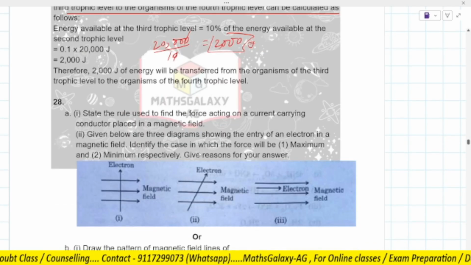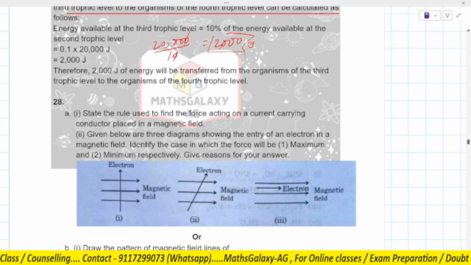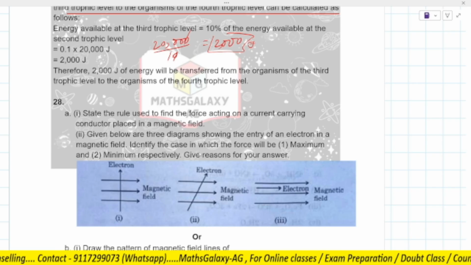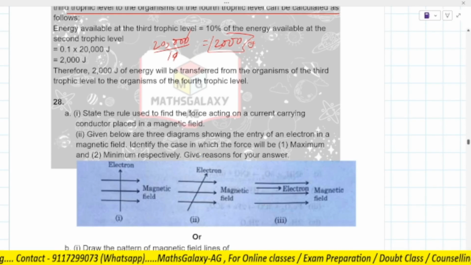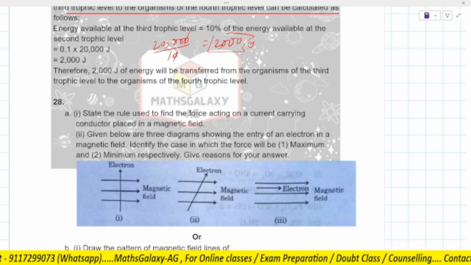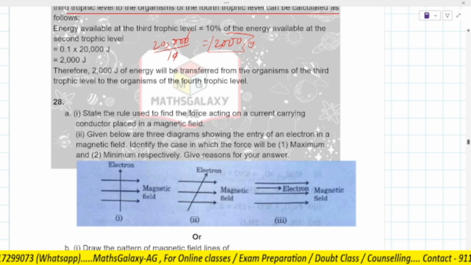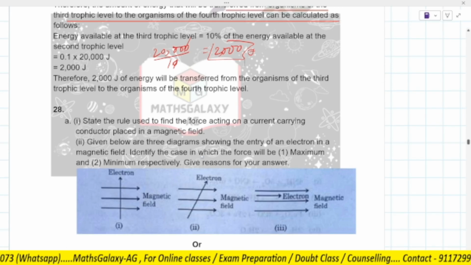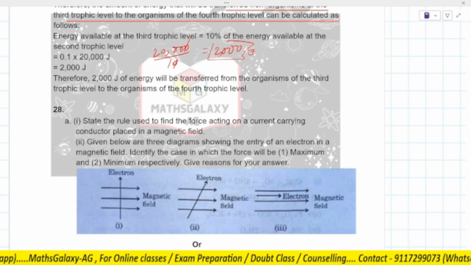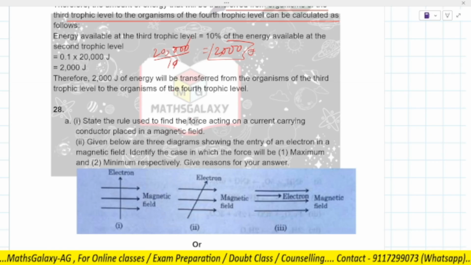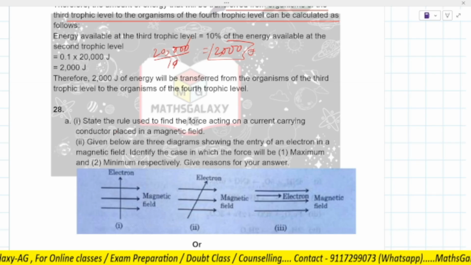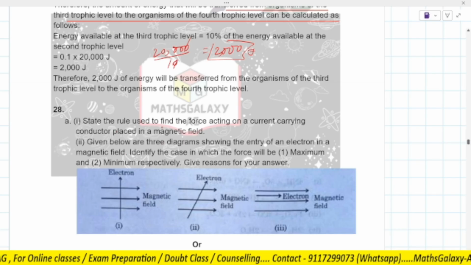See, this is the same question as your pre-board. This question has come in your pre-board. We have already discussed this question in yesterday's class, right? But let's see here once again, question 28A. Again two sections are given, A and B. In A, first see, state the rule used to find the force acting on a current carrying conductor placed in the magnetic field. State the rule.